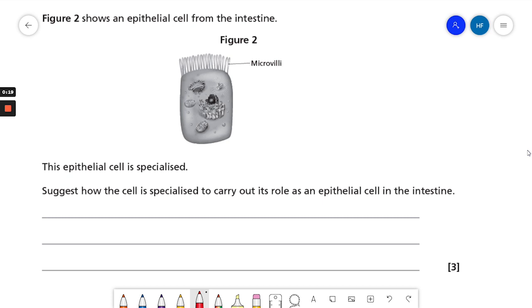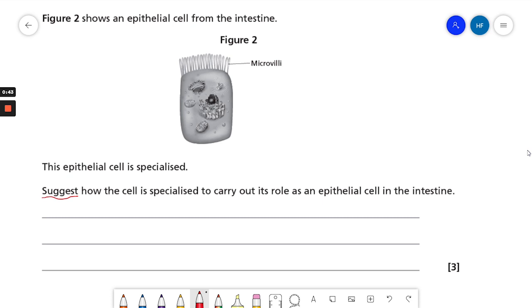Now let's start by looking for the command word, and I can see the command word is here, the word suggest. And this means we need to use our knowledge and understanding of how the cell is specialised and adapted to carry out its job. This question is assessing your knowledge and understanding of several topics because it's drawing on specialised cells and adaptations, the digestive system, and transport in and out of cells.